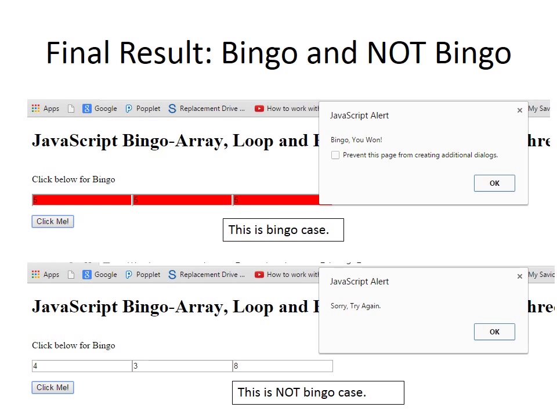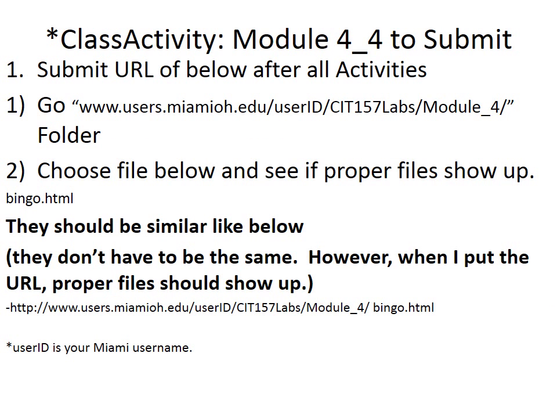This is the result. The top image is the bingo case. The bottom image is the not bingo case. If you do not have this result, you have to debug. There could be typos, extra brackets, or unpaired brackets. Debugging is a very important experience in learning programming. After you have fixed all issues, submit the URL of bingo.html in class activity module 4-4.